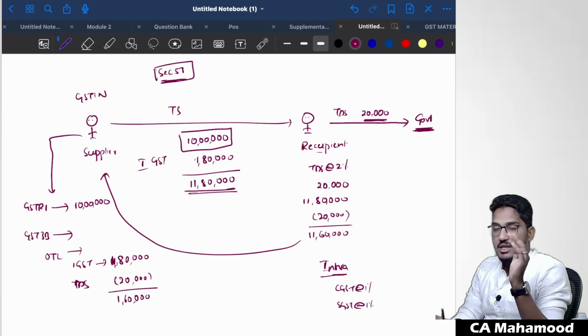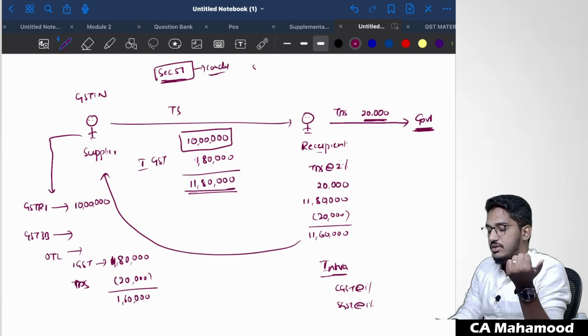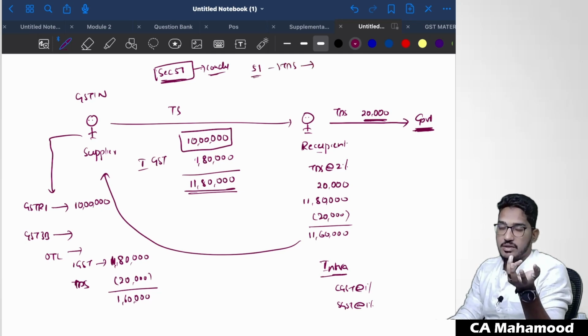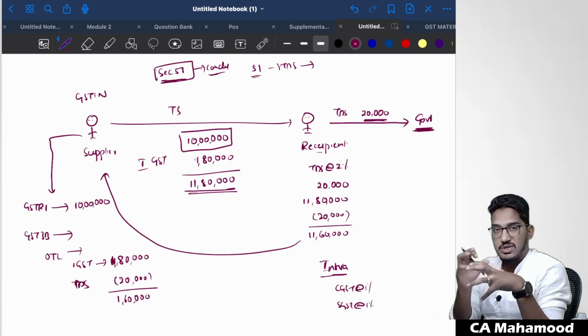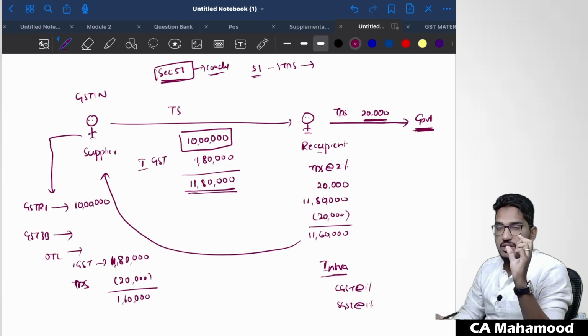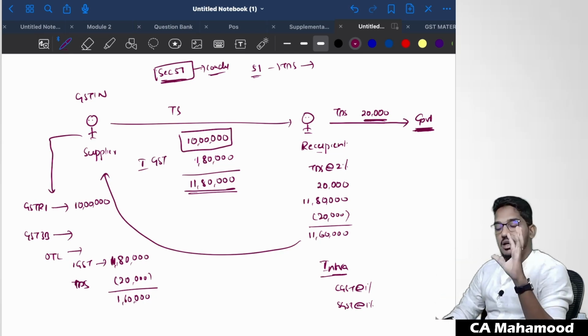Now, sir, is TDS required to be deducted in all the cases? No, there are certain conditions. When section 51 will become applicable, when TDS will be deducted, for what value TDS will be deducted, and what are all the procedural matters relating to that TDS, everything has been covered under section number 51. Let us try to revise what section number 51 is telling.